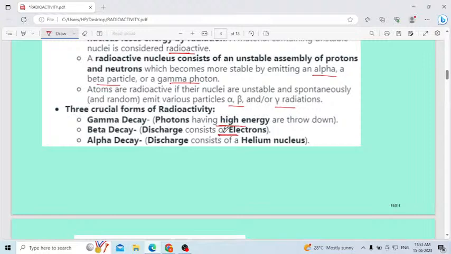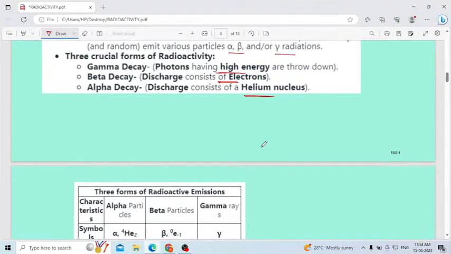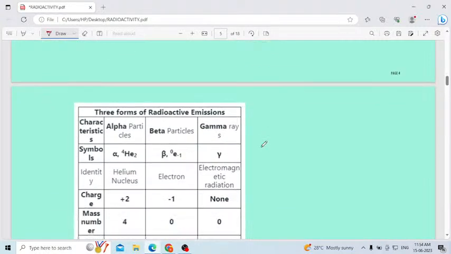In beta decay, sometimes a neutron will be converted into a proton, and a proton will be converted into a neutron. That we will see in the beta decay. But here the discharge will consist of an electron. Then in alpha decay, the discharge consists of a helium nucleus. Alpha decay always involves the discharge of a helium nucleus.